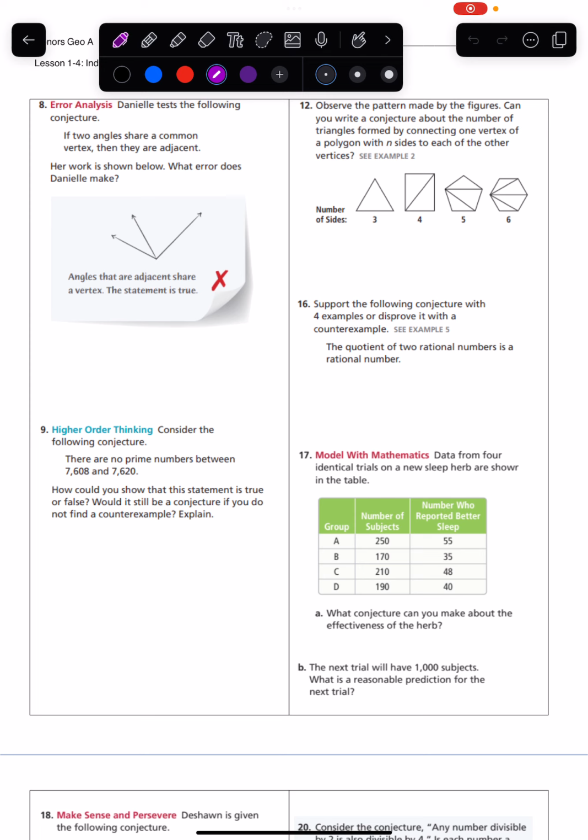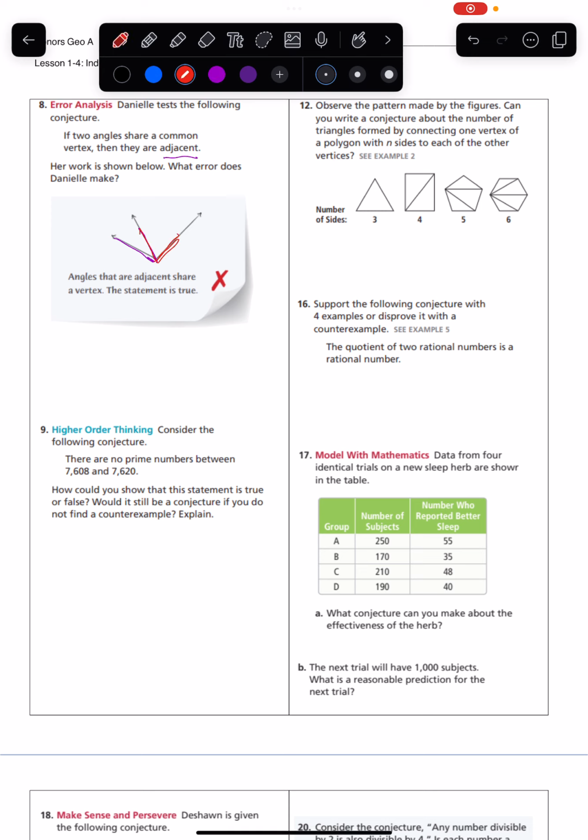Danielle tests the following conjecture. If two angles share a common vertex, then they are adjacent. Remember, adjacent means next to each other. Her work is shown below. What error does Danielle make? So Danielle drew a diagram. She says angles that are adjacent share a vertex. This statement is true. And as you can see, she's drawn two angles that are adjacent.